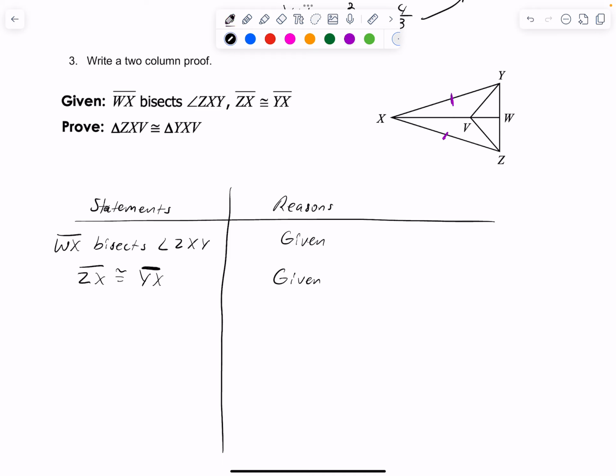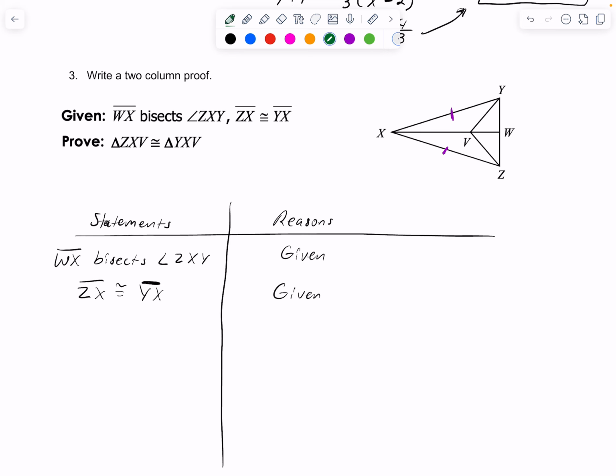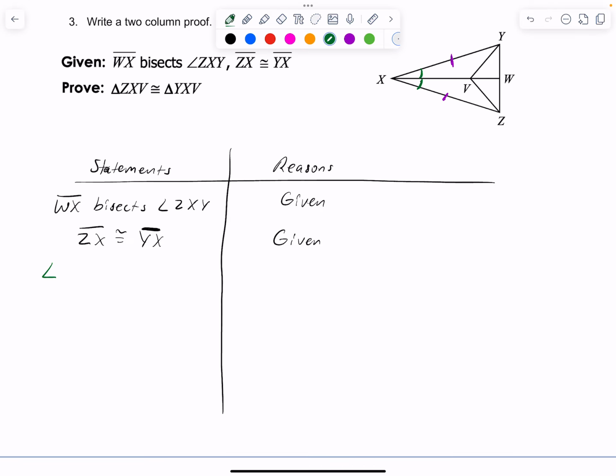Now, when I wrote that first given, segment WX bisects angle ZXY, what that's going to do, because that is an angle bisector, is create 2 angles that are congruent. So this angle here is going to be congruent to that angle there. So ZXV is going to be congruent to YXV. So I'm going to go ahead and write that down. Angle ZXV is congruent to angle YXV. And this is the definition of an angle bisector.